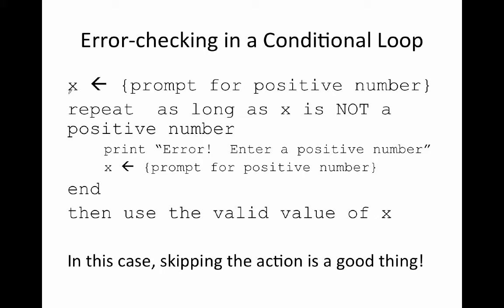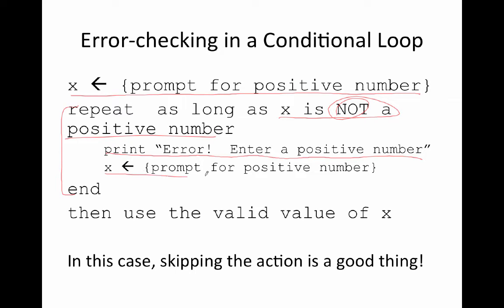So here what we're going to do is prompt the user for a positive number. Now the loop is going to repeat as long as x is not a positive number. So if they enter something that's not a positive number, they didn't follow instructions, then what we're going to do is print an error message, enter a positive number, and repeat the prompt, asking them for a positive number.